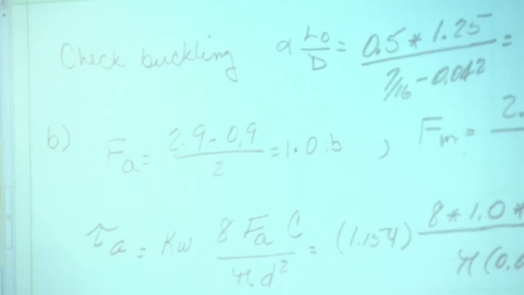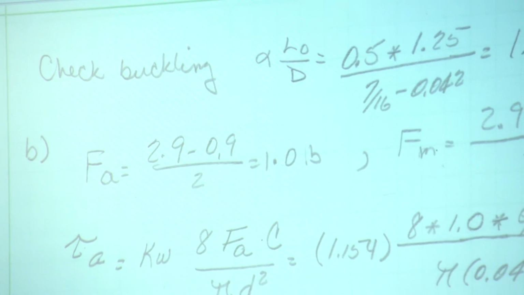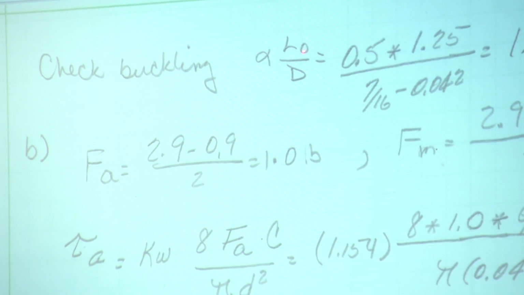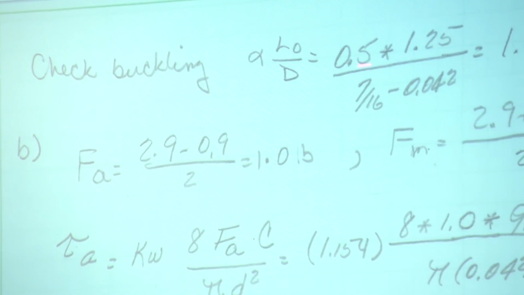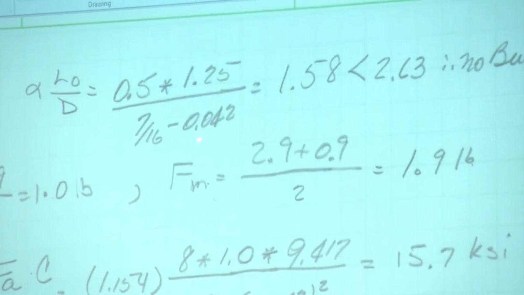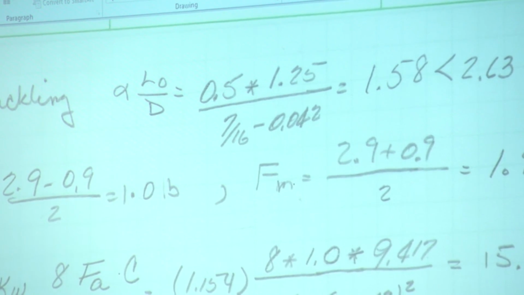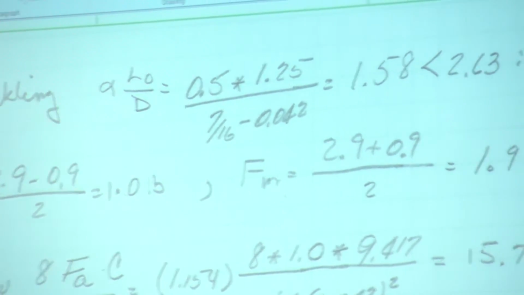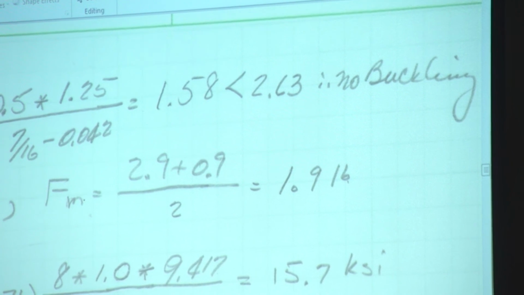So alpha L0 over D. Alpha is the end condition between flat parallel plates, so it's 0.5. Free length of the spring, 1.25. Mean coil diameter, outer diameter minus 1 wire diameter. 1.58 is less than 2.63, therefore there is no buckling.